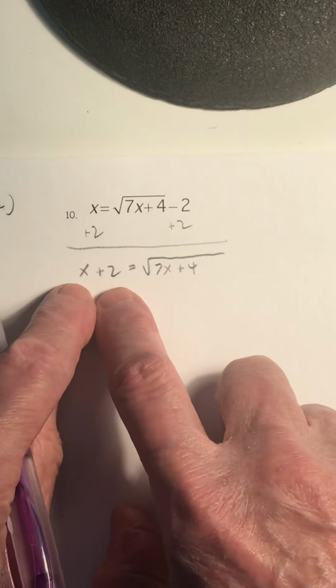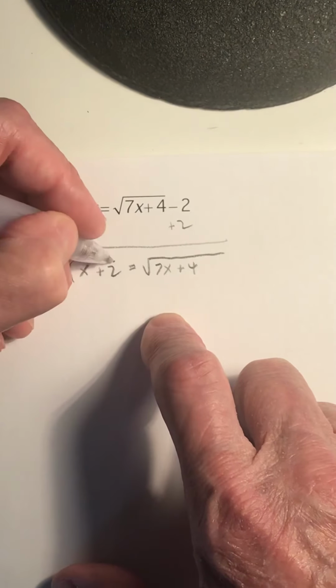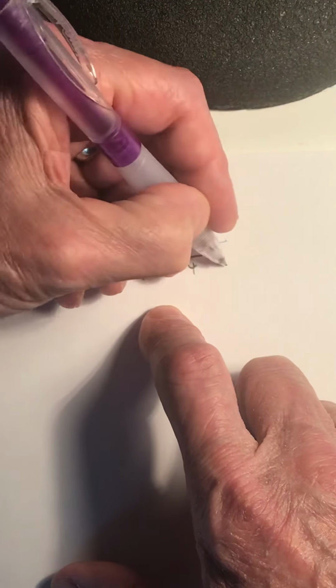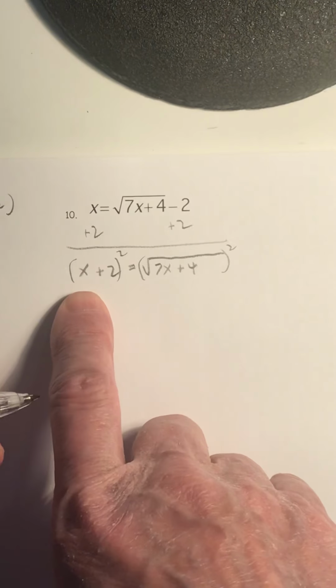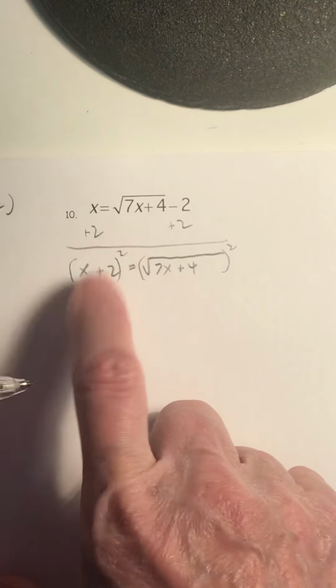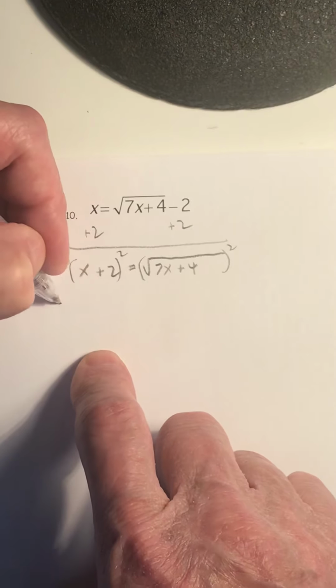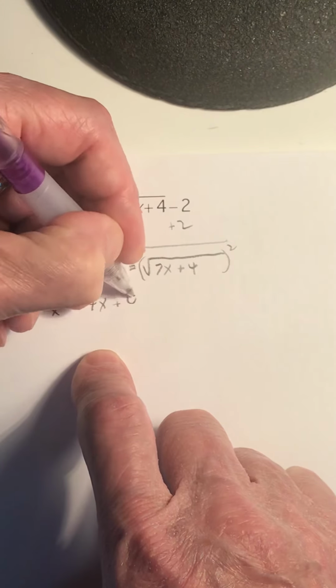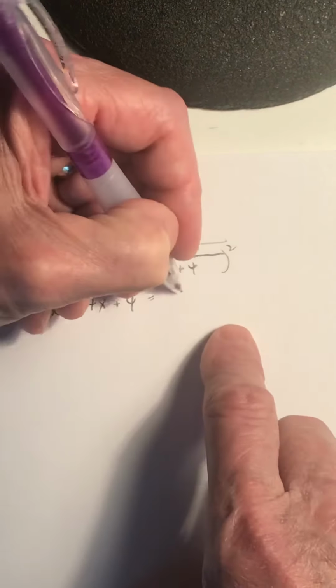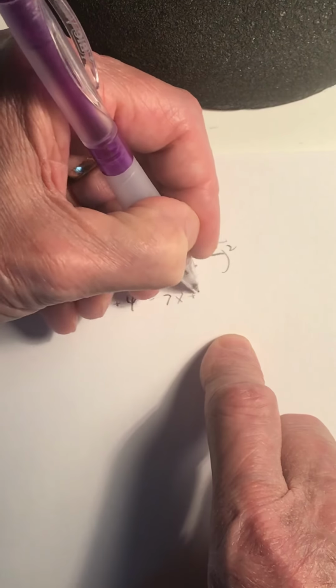So, square the left side, like so. Square the right side, like so. On the left side, we just did this a moment ago in problem 9. X plus 2 times x plus 2 is x squared plus 4x plus 4. On the right side, we have 7x plus 4.